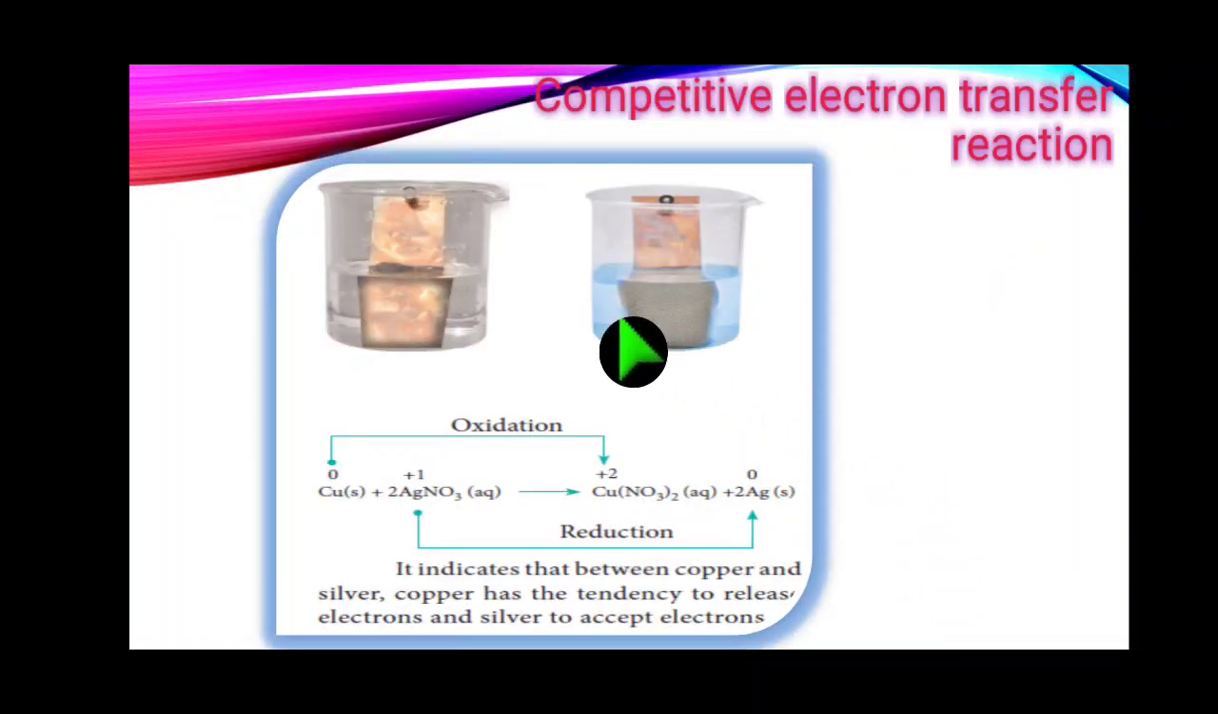Okay, one more reaction. It comes under competitive electron transfer reaction. A copper strip is dipped in silver nitrate solution, initially colorless. After some time the silver nitrate solution turns to copper nitrate solution, which turns blue.